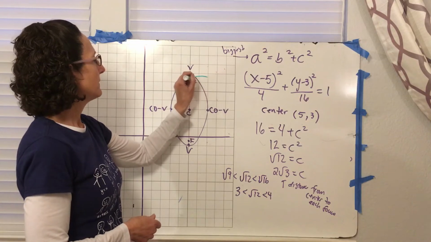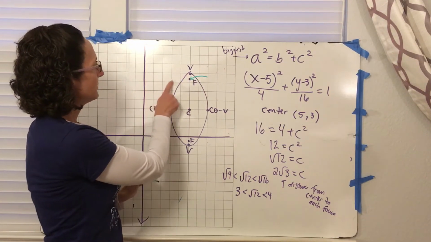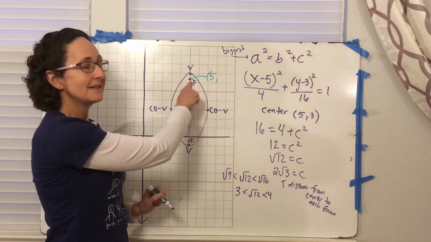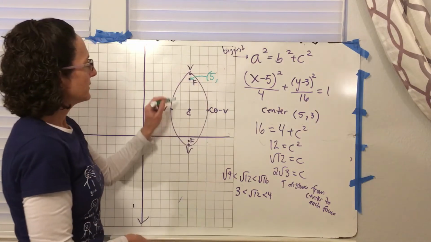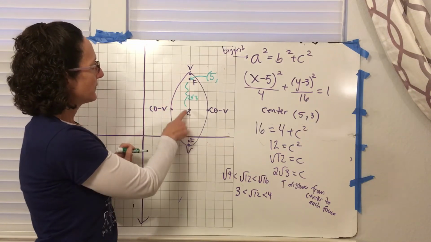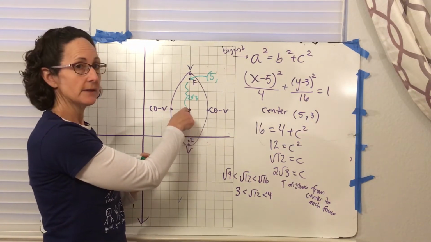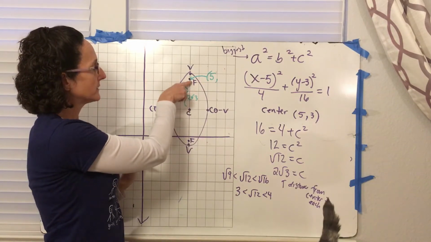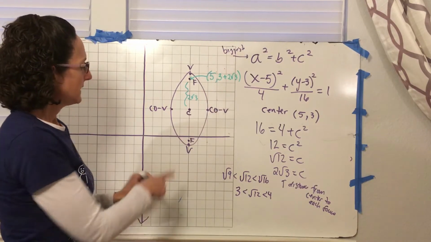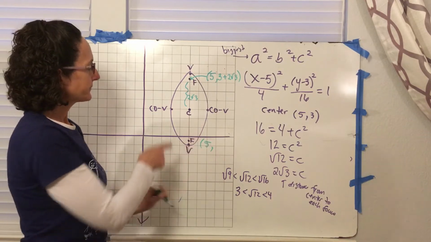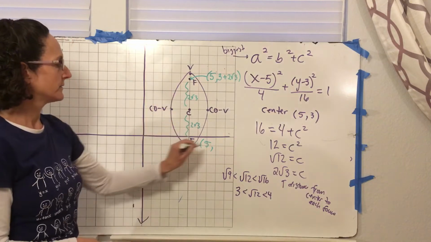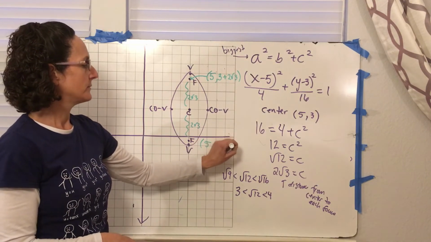For this point right here, you can count over 1, 2, 3, 4, 5. So this has an x value of 5. This distance right here, I need the exact height, not the approximate height. I don't really know how far this is, but I know that this is 2 root 3 from the center, and I know the center has a height of 3. So it's 3 plus 2 root 3. To get to this one, again, it's over 5. This is a distance of 2 root 3, but it is below the center, so this is going to be 3 minus 2 root 3.